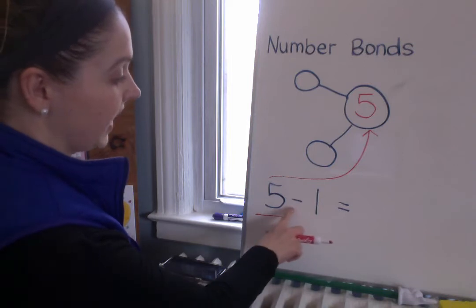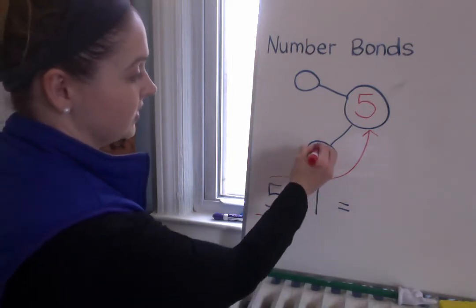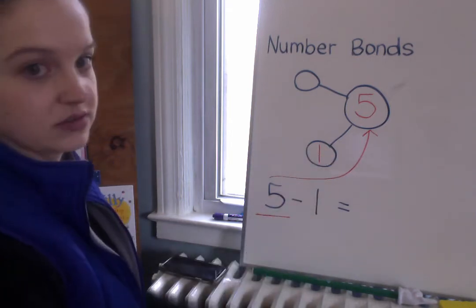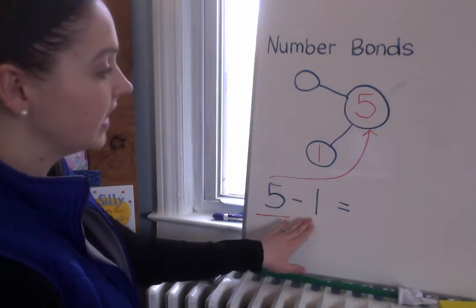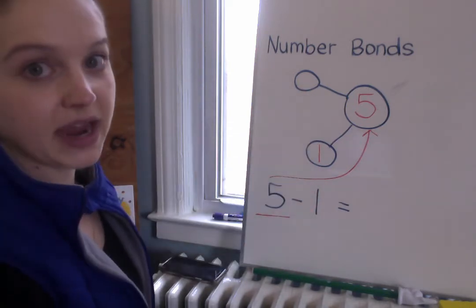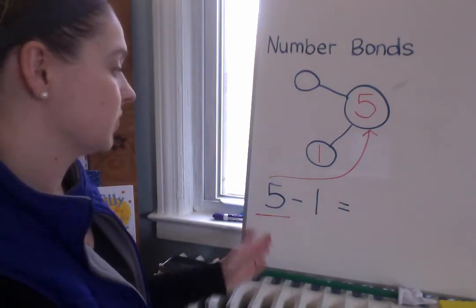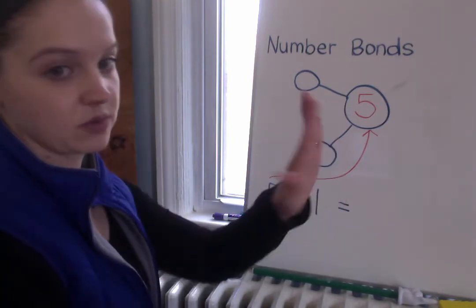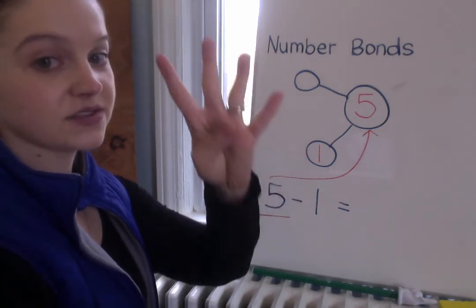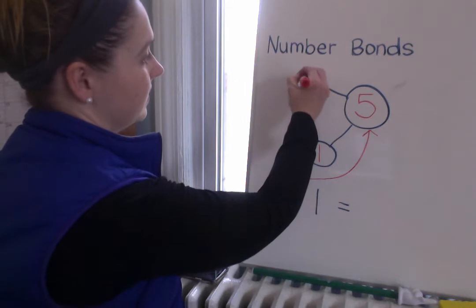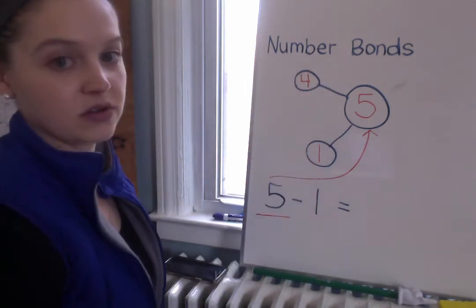Now, for 5 minus 1, I'm taking away 1. 1 is going to go in one of the small circles. It can either be the top or the bottom. Now, I want to leave one of the circles empty because that's where my answer would go. If I solve this problem, 5 minus 1, I'm going to do that on my fingers, 5 minus 1, my answer is 4. The answer can go in the other small circle.